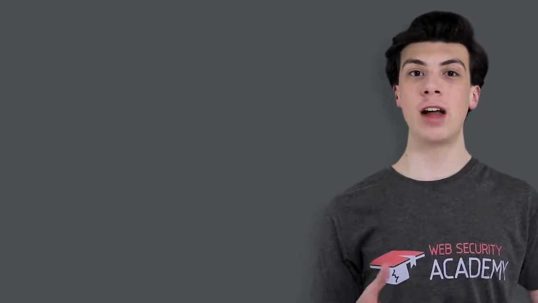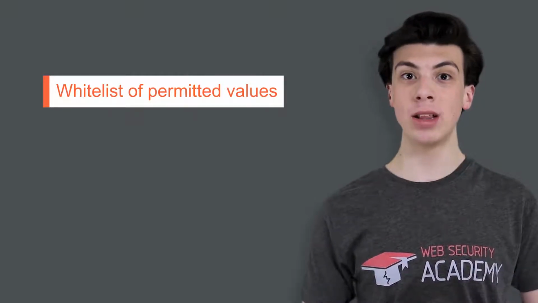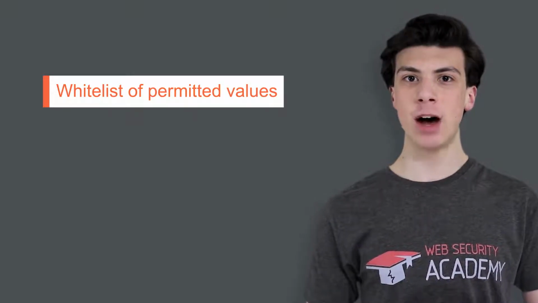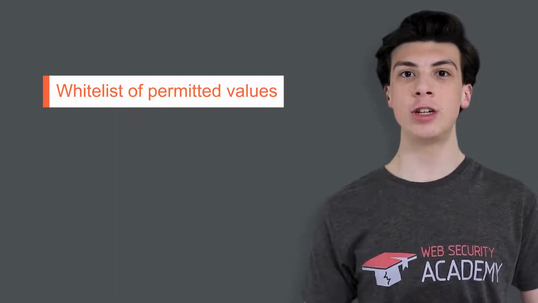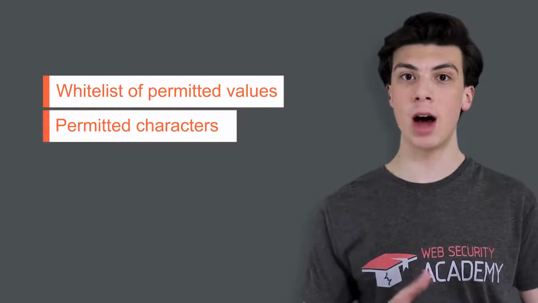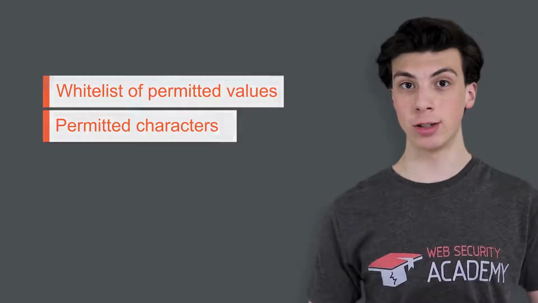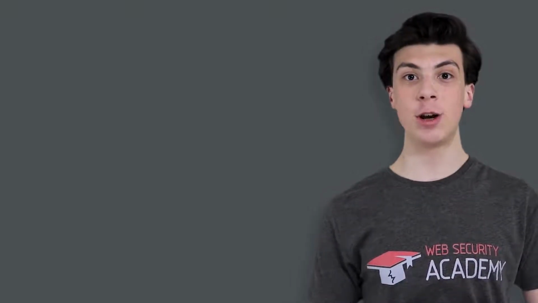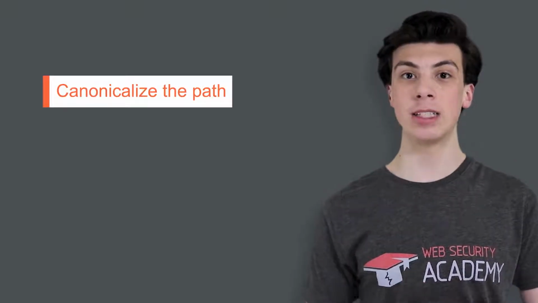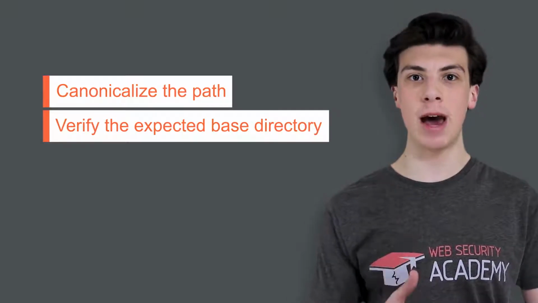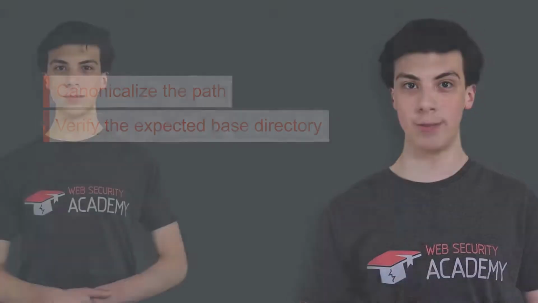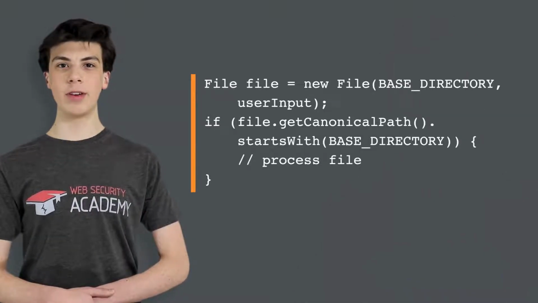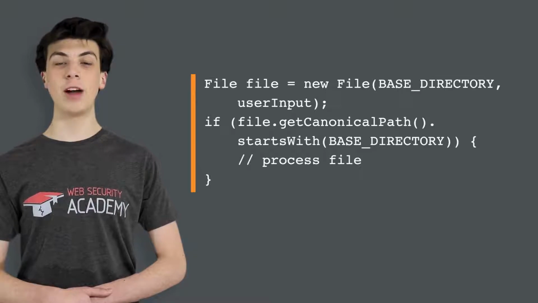Firstly, the application should validate the user input before processing it. Ideally, the validation should compare against a whitelist of permitted values. If that isn't possible for the required functionality, then the validation should verify that the input contains only permitted content, such as purely alphanumeric characters. The second defense is that, after validating the supplied input, the application should append the input to the base directory and use a platform file system API to canonicalize the path. It should verify that the canonicalized path starts with the expected base directory. Here is an example of some simple Java code to validate the canonical path of a file based on user input.